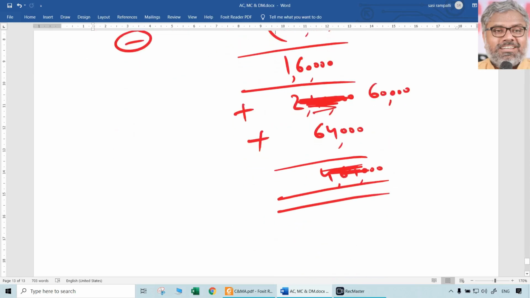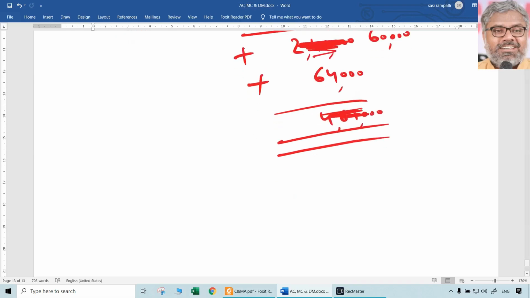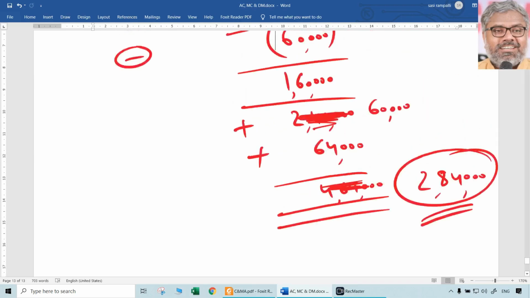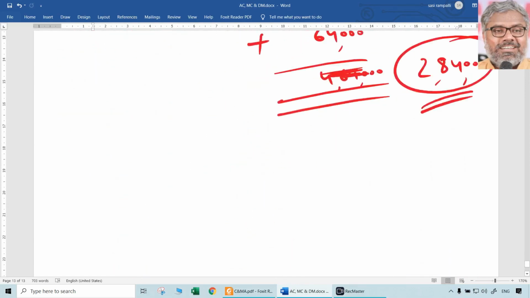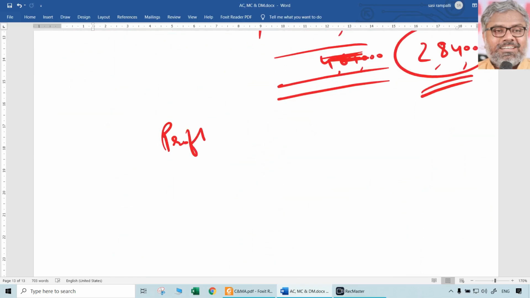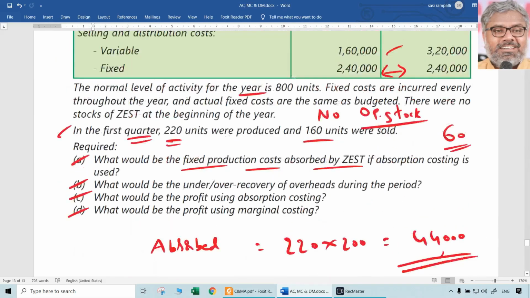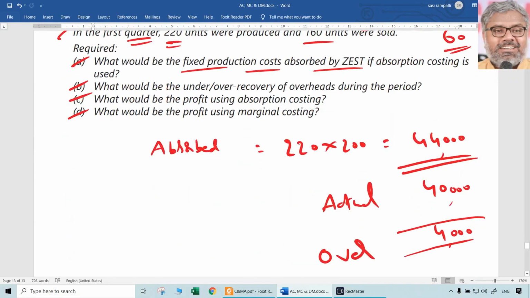So how much is the cost now? 160 plus 60 plus 64. That is the total cost, 2,84,000. Then sales 3,20,000 means profit under absorption costing is how much? 36,000. That is the first method under which we calculate profit. Of course, you have to show these things in a better presented manner in the examinations, writing the details.